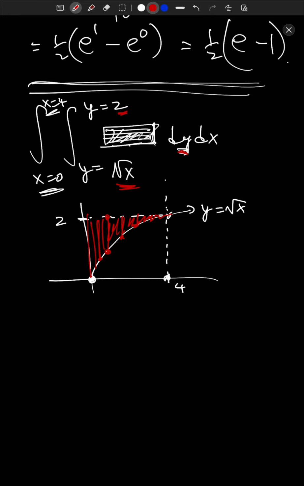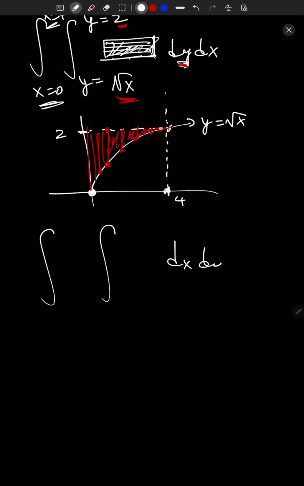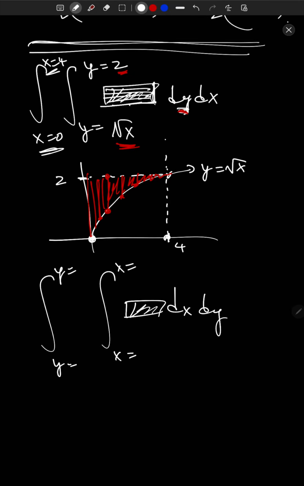Once I've drawn the picture, I want to switch it to dx dy, whatever function it happens to be. x equals something, y equals something. Now I can see I want to fill this up with horizontal lines. I start from x equals 0 until I get to the curve. 0 to the curve, always. And what's the curve? Well, if y is equal to square root x, then x is equal to y squared.